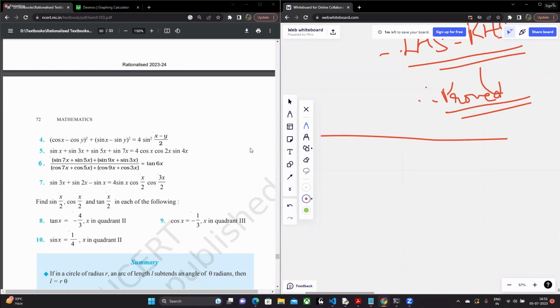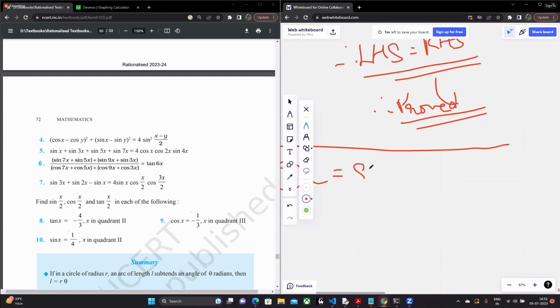The last proving question. Sin 3x plus sin 2x minus sin x is 4 sin x cos (x by 2 plus 3x by 2). So the right hand side, I can't really simplify. If I have to do that, I have to take 2 cos (x by 2 plus 3x by 2) and then go ahead and separate things out. But yeah, I'm not willing to do that. So I'll go from the left hand side itself.